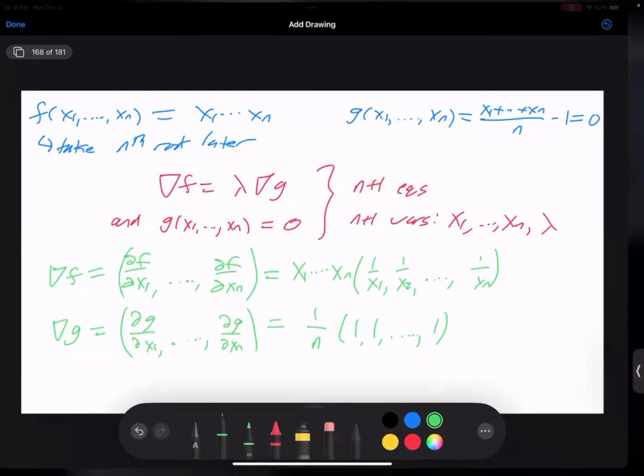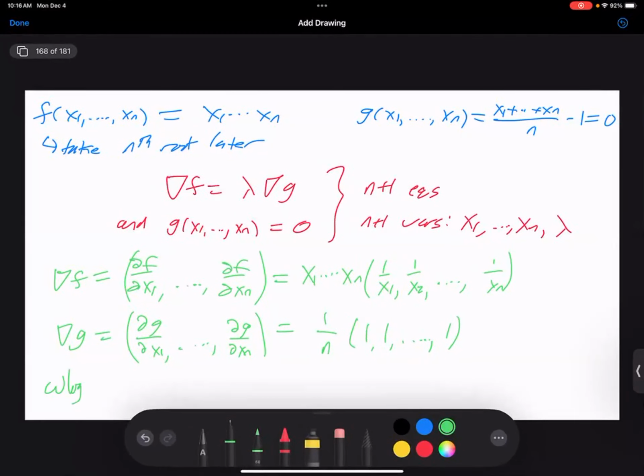So without loss of generality, each xk is not 0. And then we get x1 through xn times 1 over xk equals lambda over n for all k. So all xk are equal.